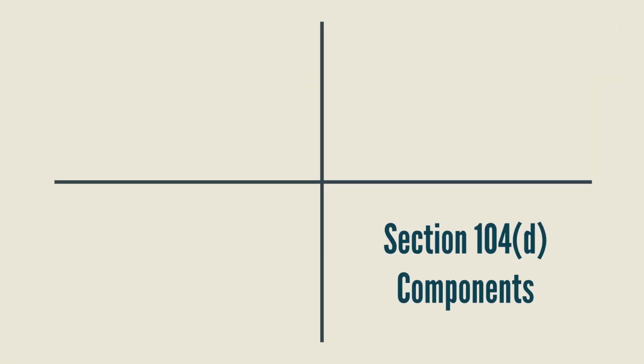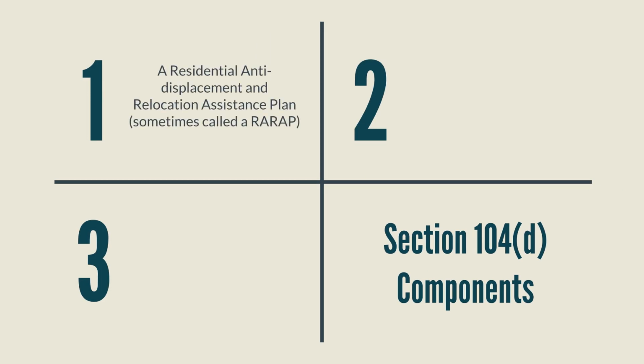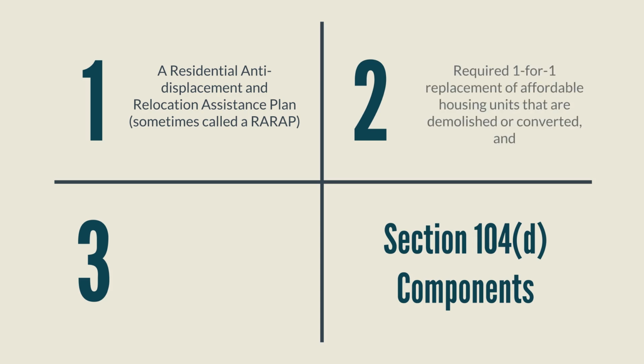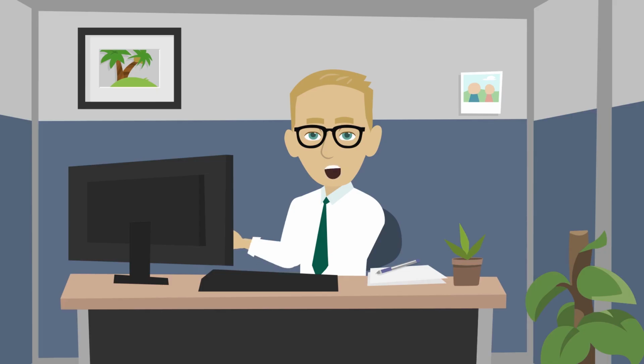Oh, sure thing. 104D has three basic components. Number 1. A residential anti-displacement and relocation assistance plan, sometimes called a RARAP. Number 2. Required one-for-one replacement of affordable housing units that are demolished or converted. And number 3. Special relocation assistance for lower-income residential tenants who are displaced in connection with those activities. Let's talk about each component.